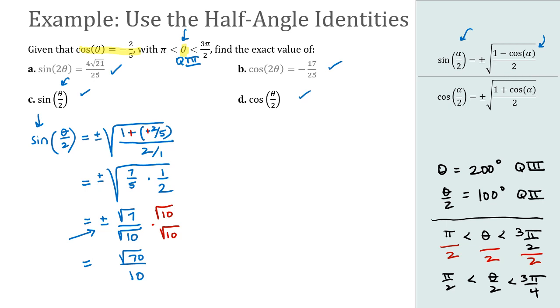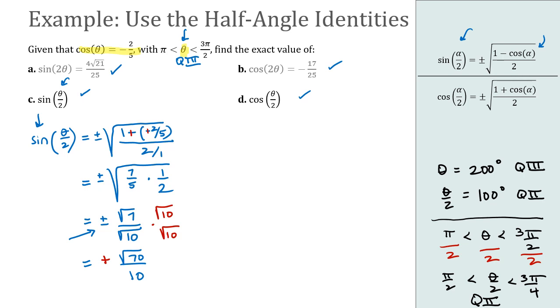Okay, so imagine on a circle, pi over 2, we know, is straight up on the positive y-axis at 90 degrees, into 3 pi over 4. So that is definitely quadrant 2, isn't it? And in quadrant 2, the sine is positive. So the sine of theta over 2 is going to be positive square root of 70 over 10.